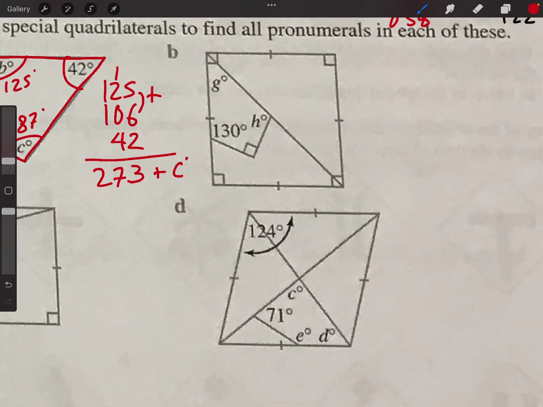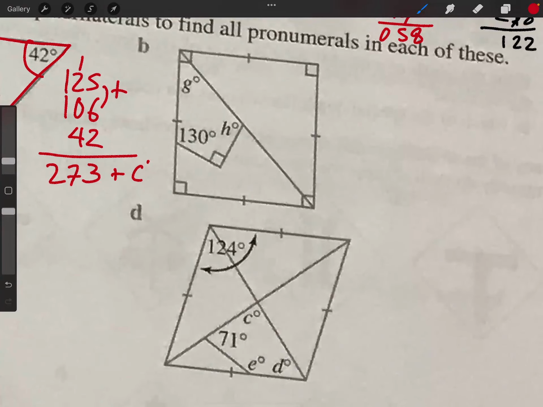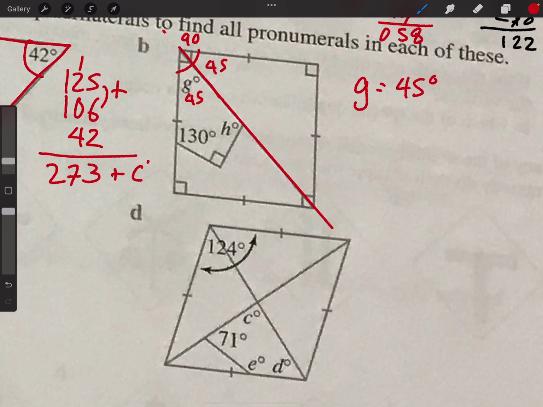Alright, we're nearly there. We just got 3 more questions to go. Question B. This is a square, as you can see. What can we say about this one? First of all, this angle G. The diagonal of a square will cut the angle in half, okay? And we know the angle is 90 degrees. If we cut it in half, we're going to get 45 and 45. So therefore G must equal 45 degrees.